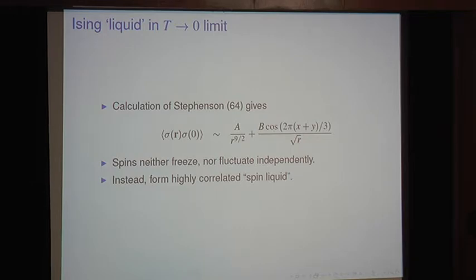Okay. So, this was the calculation he did, and if you want to describe in words what this result is, you would say the spins neither freeze nor do they fluctuate independently like they would in a paramagnet. So, they are neither a gas nor a solid, instead they form some sort of highly correlated liquid, and this would be the simplest classical example of a spin liquid.